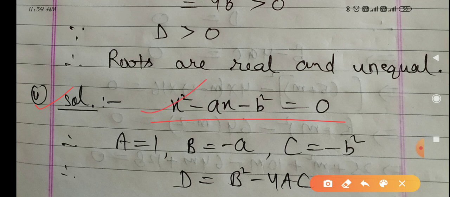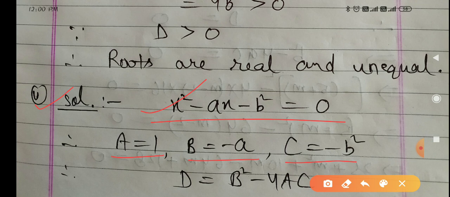It is the given quadratic equation this time. I have written capital A equals 1, capital B equals minus a, capital C equals minus b square. In place of small a, b, c, I have taken capital A, B, C. What is the reason behind it? Because small a, b are already given in the question, so you will be confused. So there should not be any confusion. If small a, b are given in the question, then in place of small a, b, c, you can use capital A, B, C in the formula.